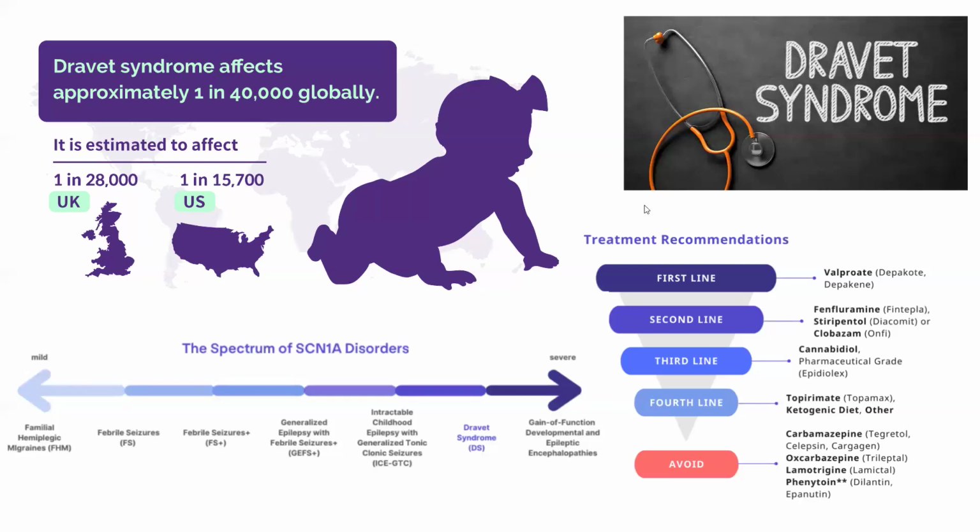And you have a varied spectrum, as I mentioned. This is the spectrum as SCN1 can present with, from childhood onset epilepsy, to febrile seizures plus, to the typical Dravet phenotype. Also remember the drug of choice in Dravet syndrome is valproate.